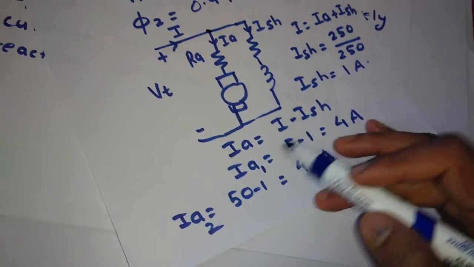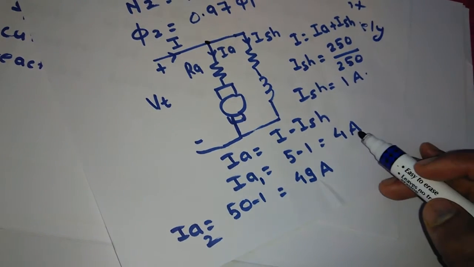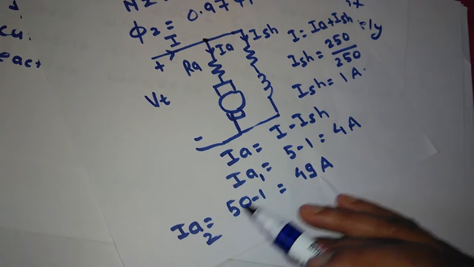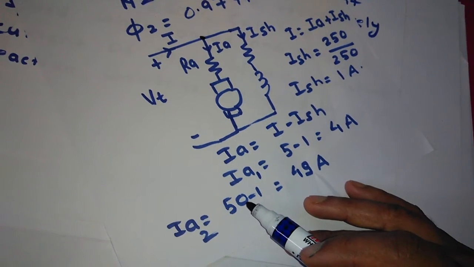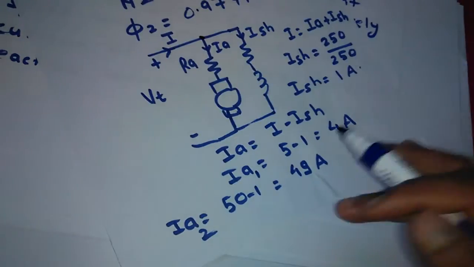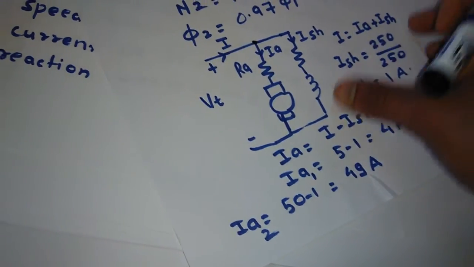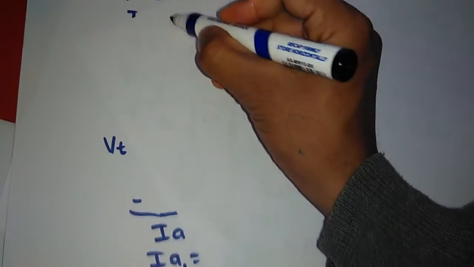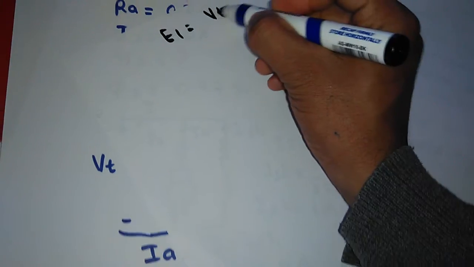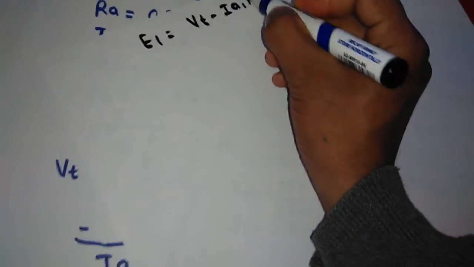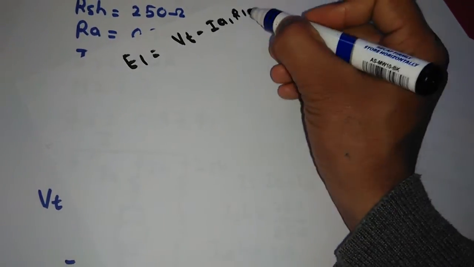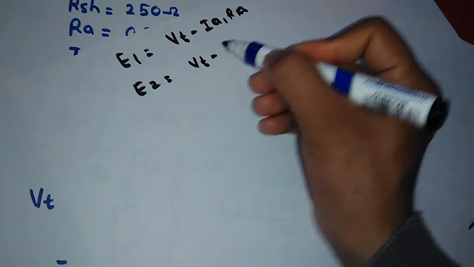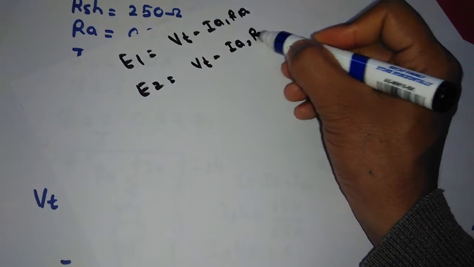In case of no load we can find the armature current is 4 ampere. Similarly we can find the armature current in the loaded case when the line current is 50 ampere. So we will get 49 ampere. From these values we can find E1 and E2. E1 is equal to Vt minus Ia1 Ra, and E2 is equal to Vt minus Ia2 Ra.